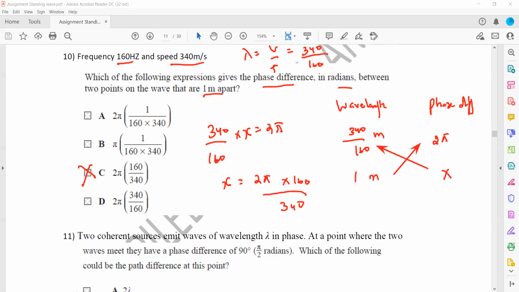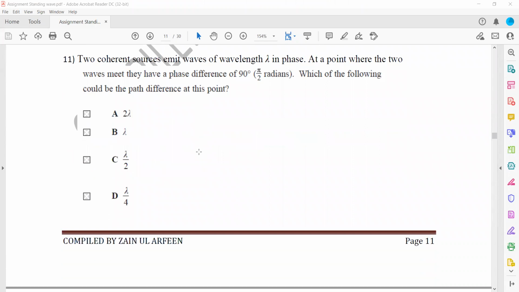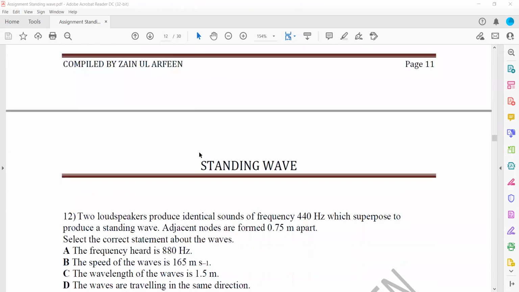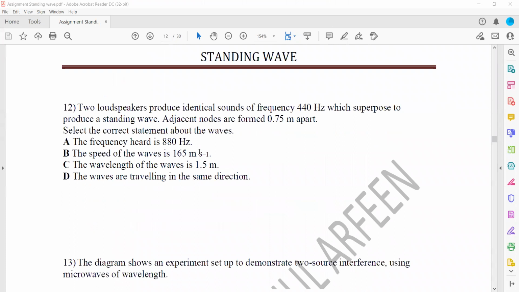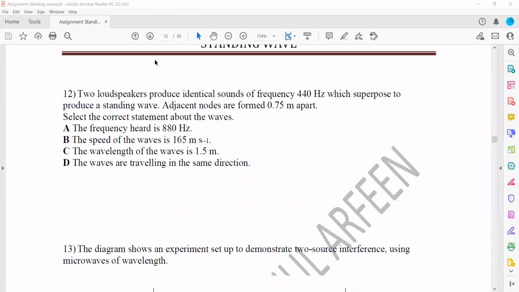Is it clear, this one? Question 10. Then this is related to interference, as we are only doing the transverse, this standing wave question.